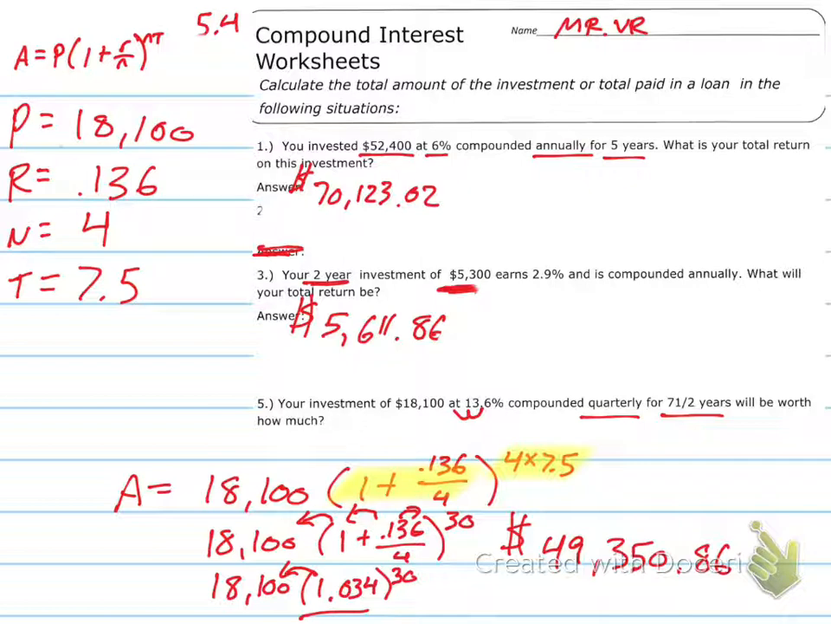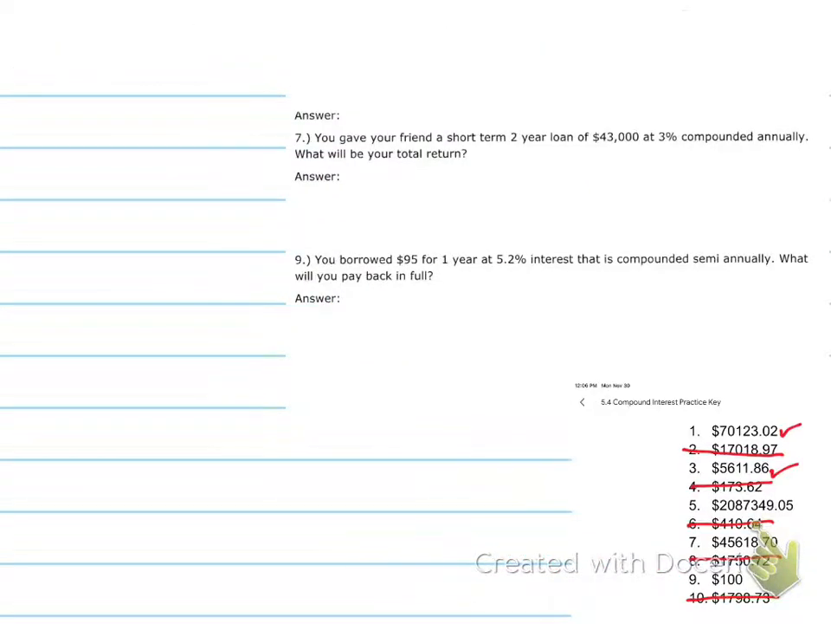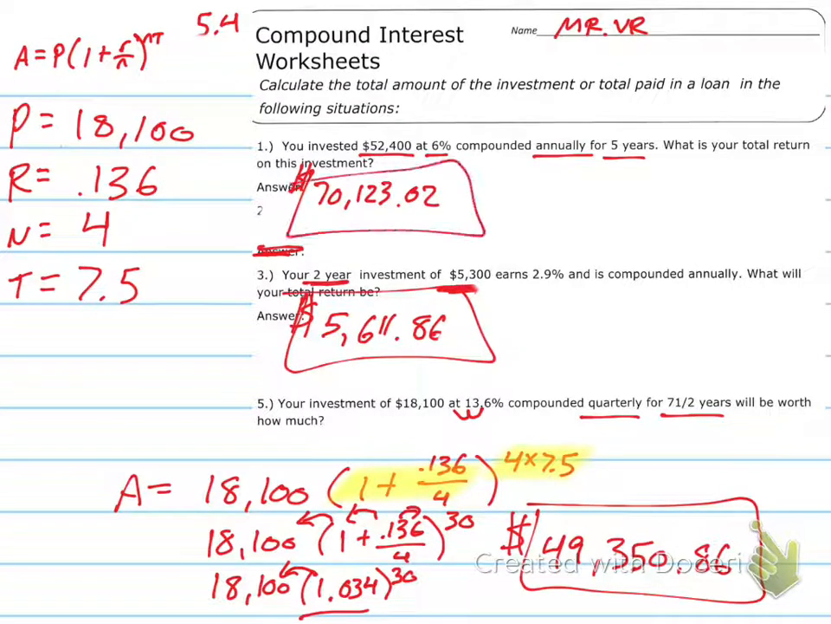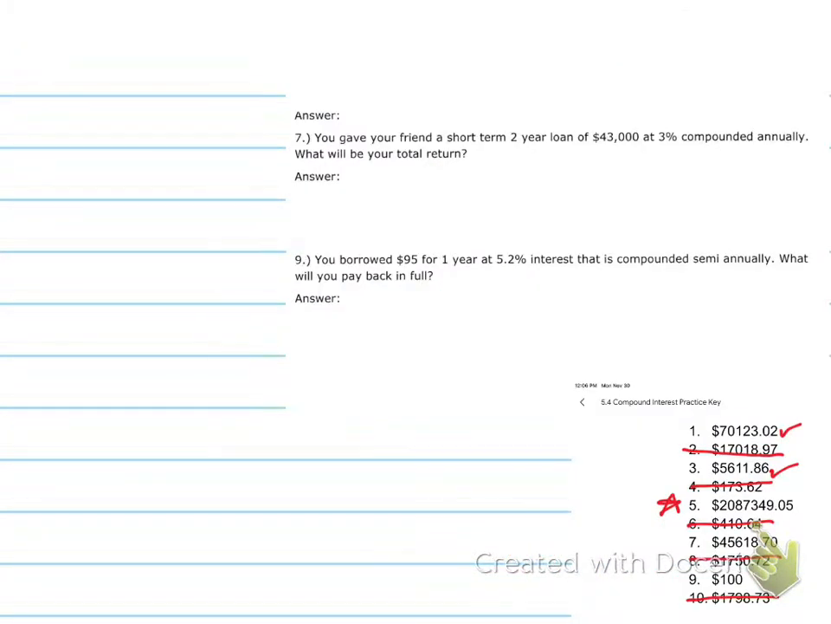I'm going to raise that to the 30th power, and I get 2.72 and change. And then I'm going to multiply that by 18,100, and I get 49,350. So I might need to check with Mr. Cladis about number 5, but I got $49,350. Make sure you're circling your final answers. All right, 7. We're going to do the same thing. I'm going to write the equation up here.